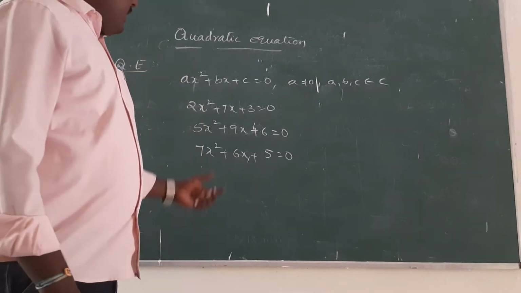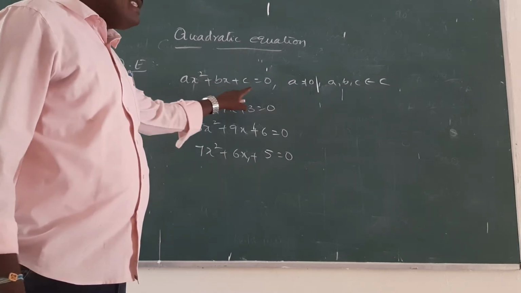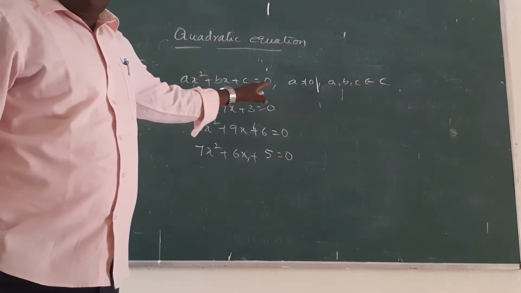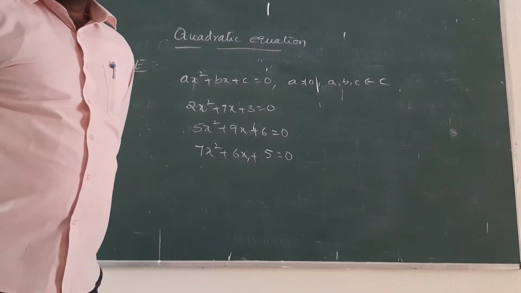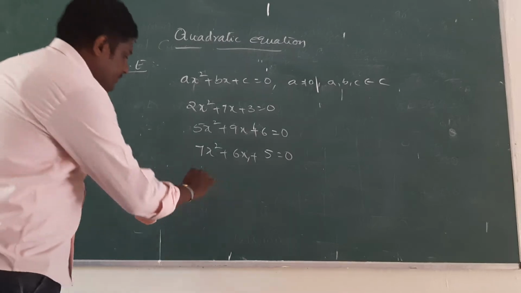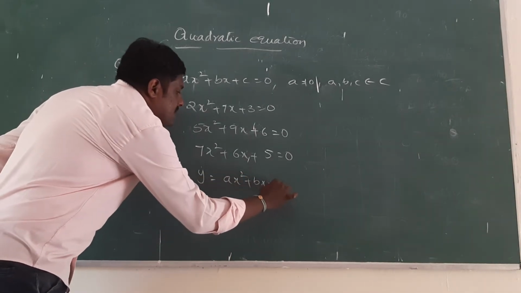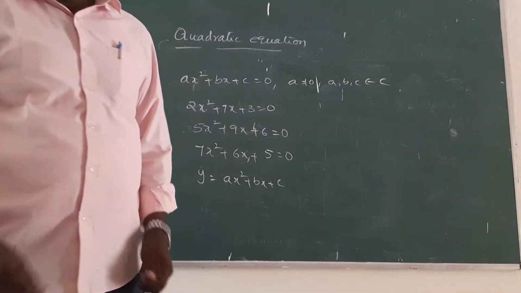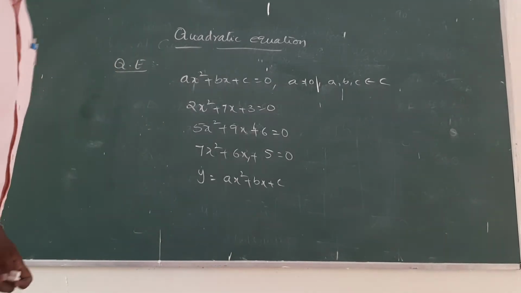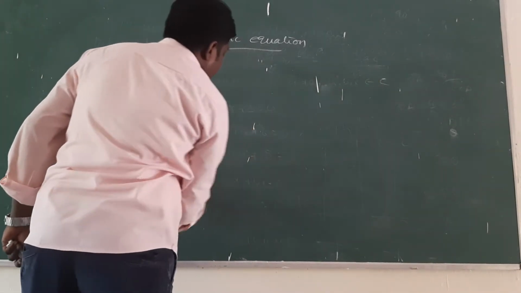Standard form of a quadratic equation. ax square plus bx plus c is equal to 0 is the standard form of a quadratic equation. What is the quadratic function? If y is equal to ax square plus bx plus c, it is a quadratic function. This is about the quadratic equation.